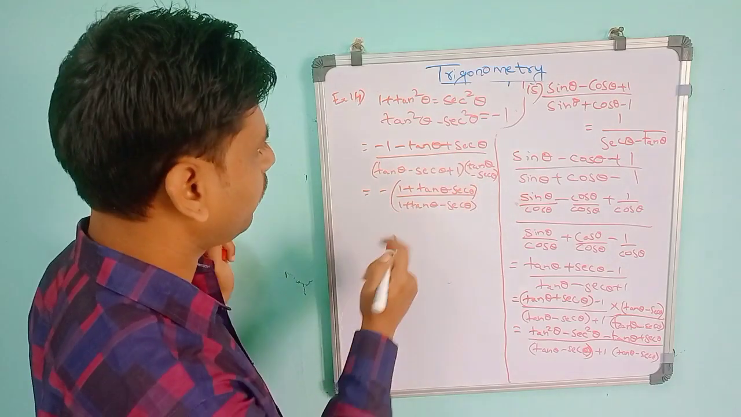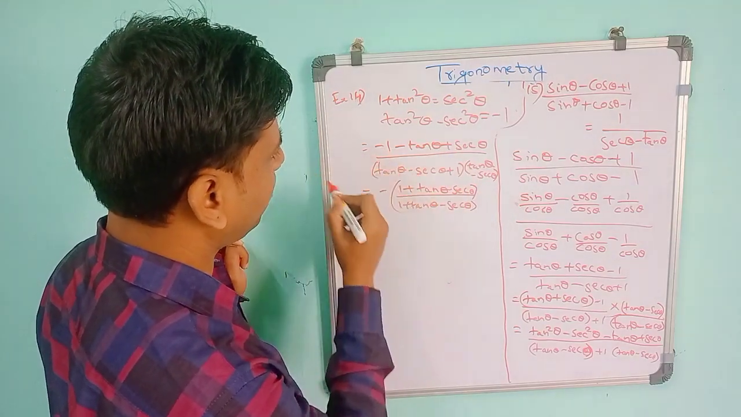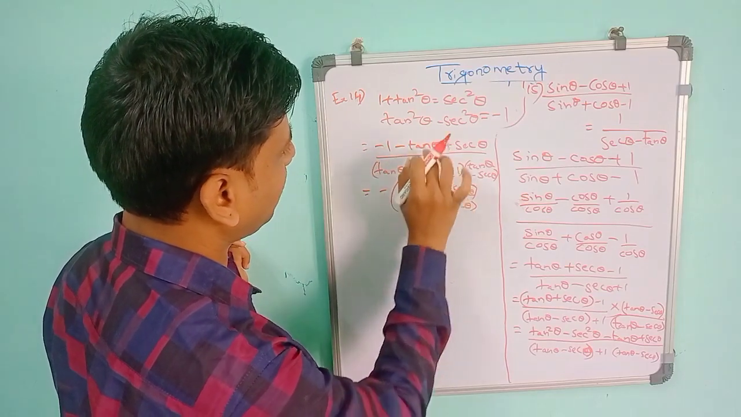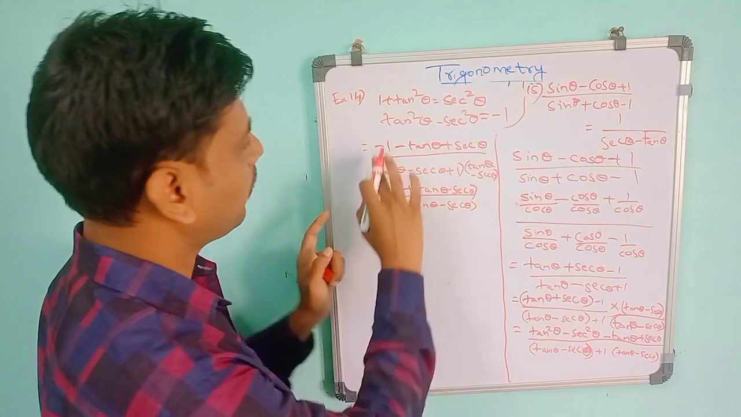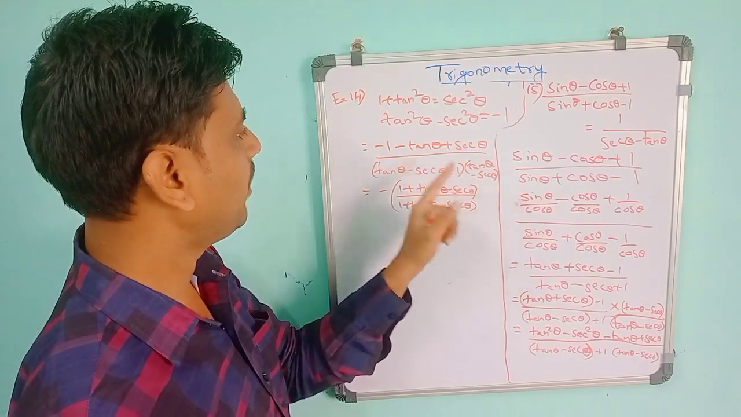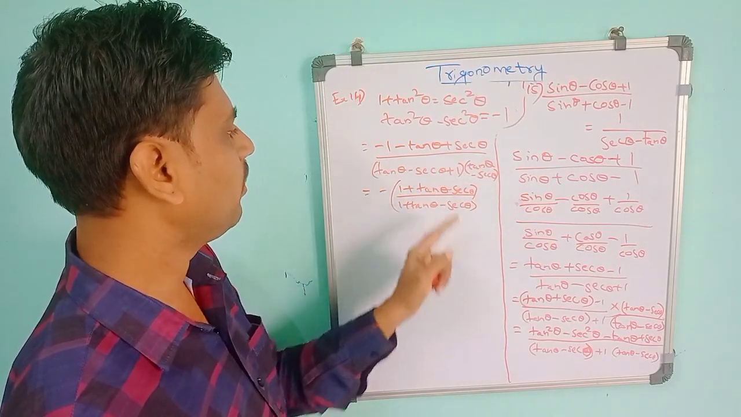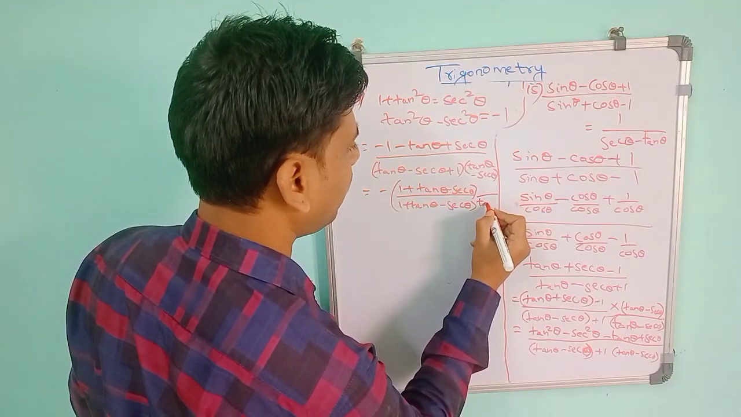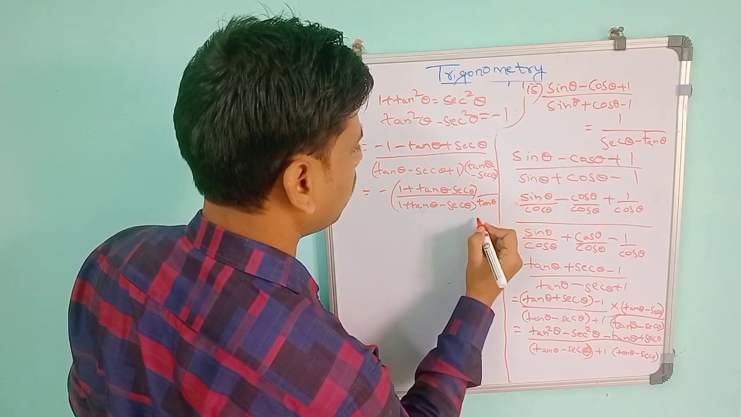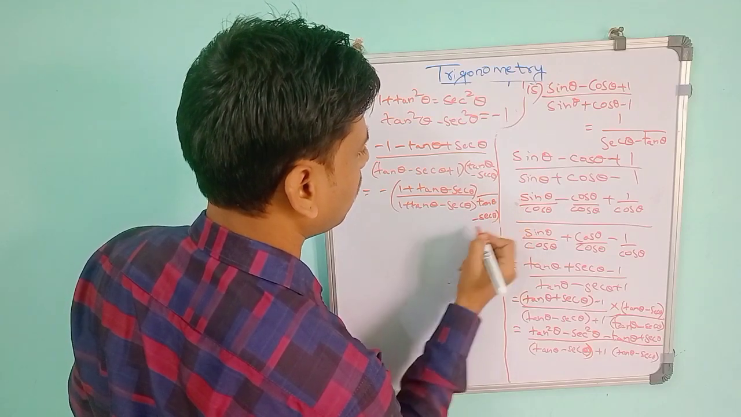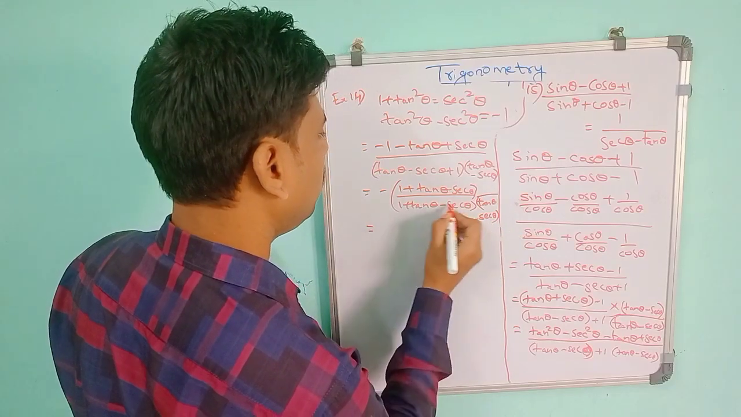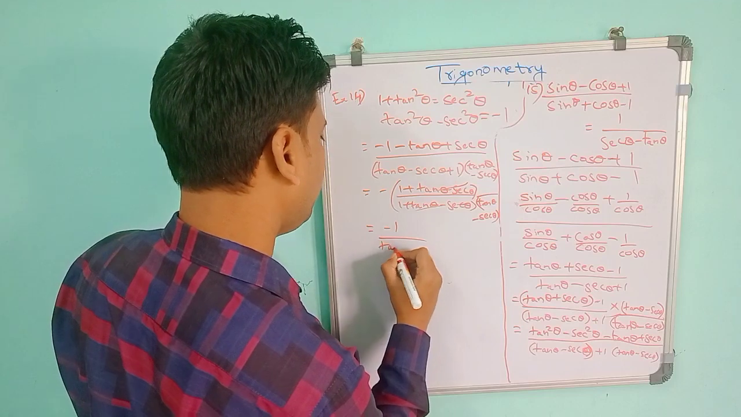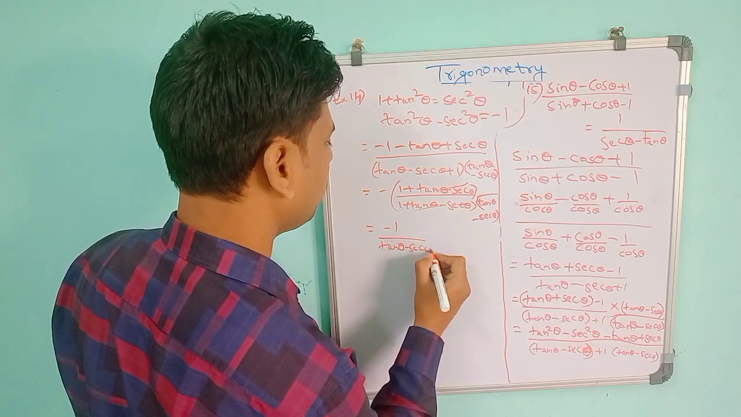in symbols. So what I did, I took minus common, so it will remain minus into 1 plus tan theta; when you take minus common, plus becomes minus and minus becomes plus. So 1 plus tan theta minus sec theta. So both are same. Then divided by tan theta minus sec theta. So this one same, this one same, so it will get cancelled. So minus 1 by tan theta minus sec theta.